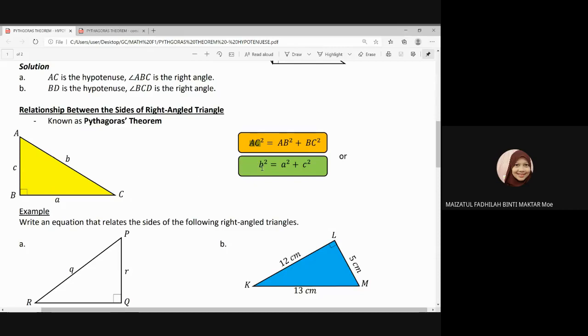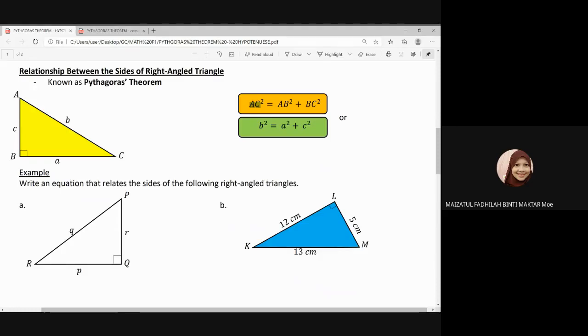Or you just take the length BC and the length of B. Alright, so B square equals A square here plus C square this one. Both can. Either you want to use the label of the vertices or the label of the side. Okay, so the example is like this one.